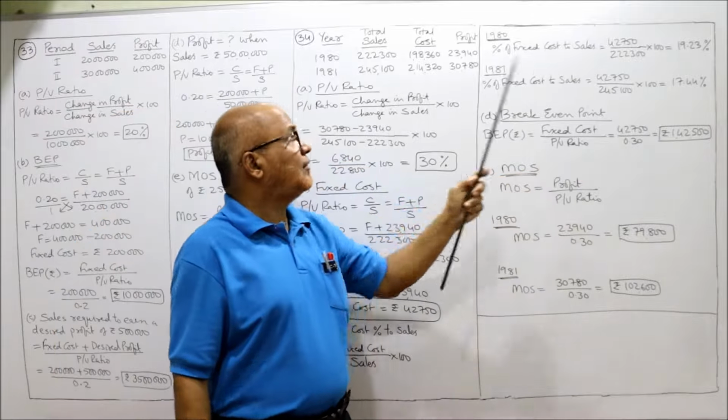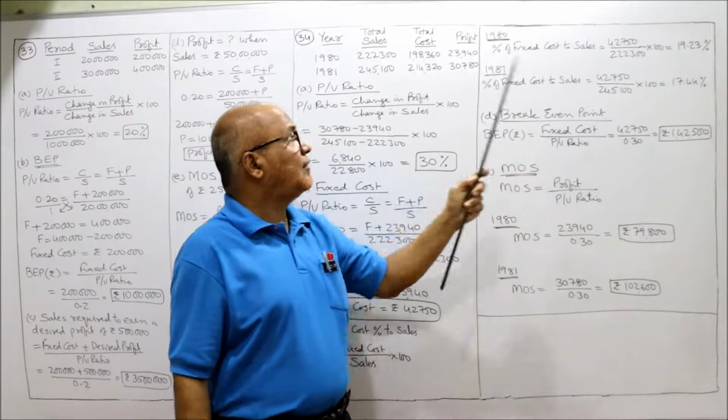Second year, what is the profit? 30,780. 30,780 divided by 0.3, 1,02,600. This is the MOS of the second year. This is the end of problem number 34. Totally 34 problems we have completed on marginal costing. Now see the next problem, 35th problem.